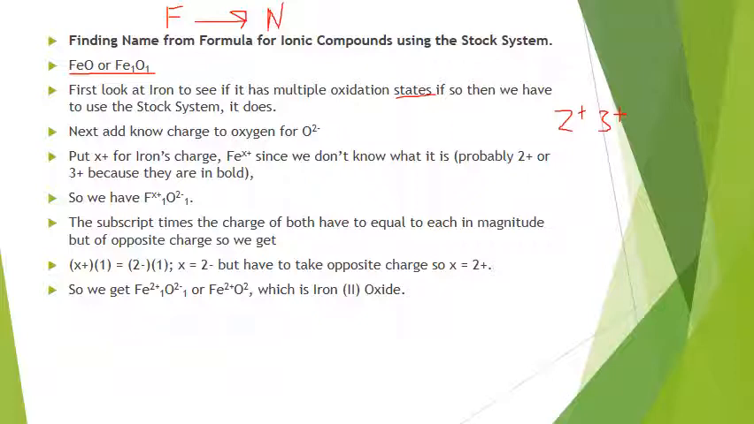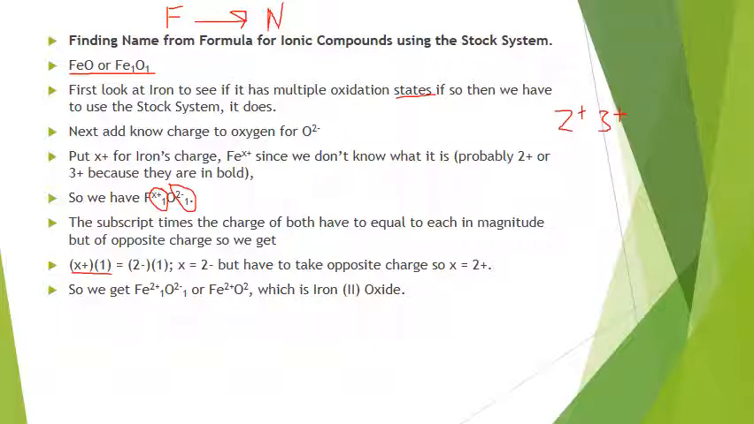Next we need to know the charge of O. O is 2 minus. And then since we don't know which one of these two it is, 2 plus or 3 plus, we're going to put X in there. So we have X plus 1, O 2 minus 1. And so the product of these two has to equal the product of these two, but with opposite charges. Okay, so it's simple because they balance out.